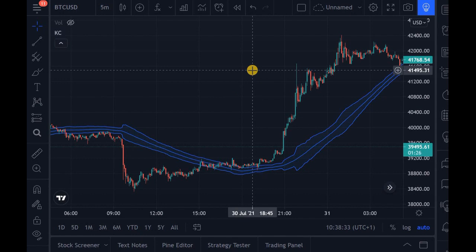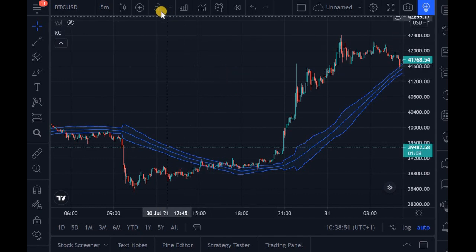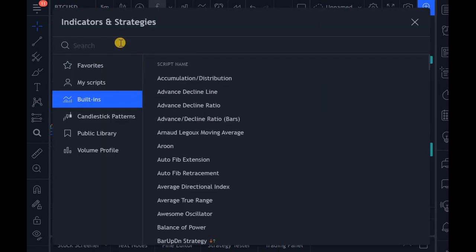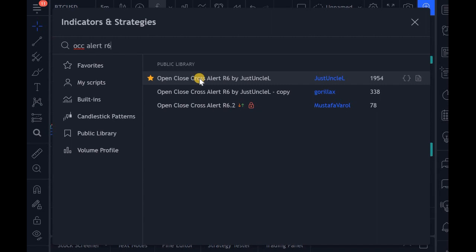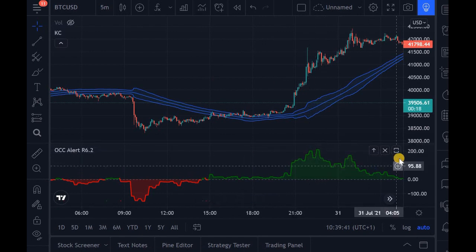Before we continue, let's bring out the second indicator. To access it, we have to go to the FX section and search for OCC Alert R6. This is the indicator we are going to be using in this video. I will go ahead and click on this. Down here is the OCC Alert R6.